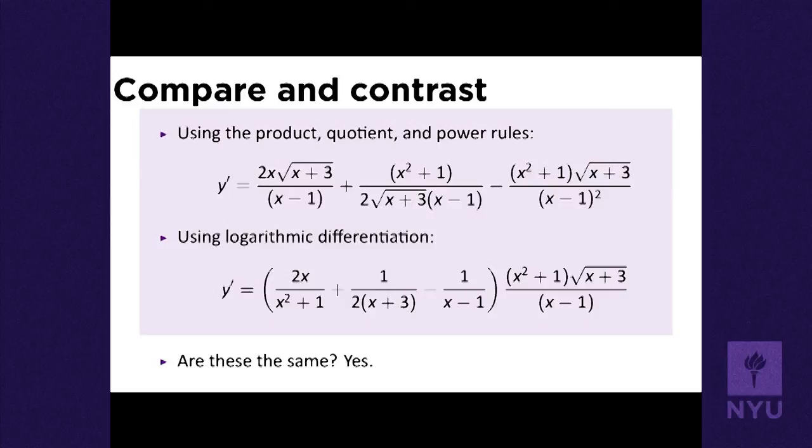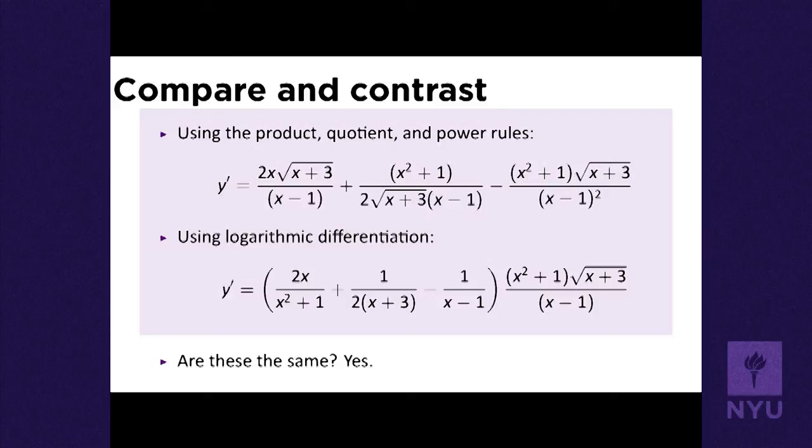Now, which one do you like better? Do you like the old way, which involved the product rule and the chain rule and the quotient rule, or do you like this new way, which we call logarithmic differentiation? How many like the old way? Nobody? Okay, good. We got one person who was old school, right? How many like logarithmic differentiation? Okay, good. Logarithmic differentiation is pretty cool, right?